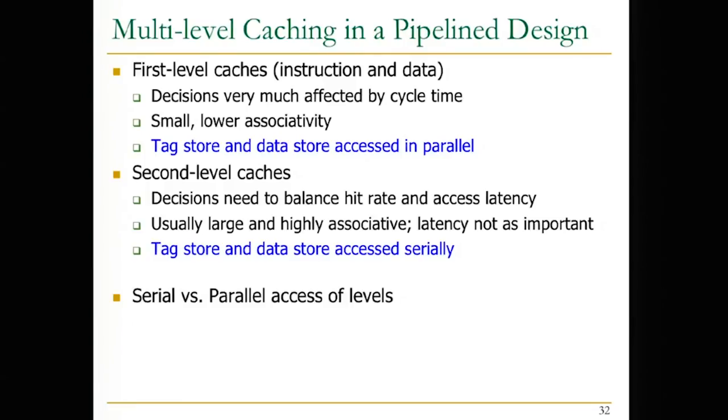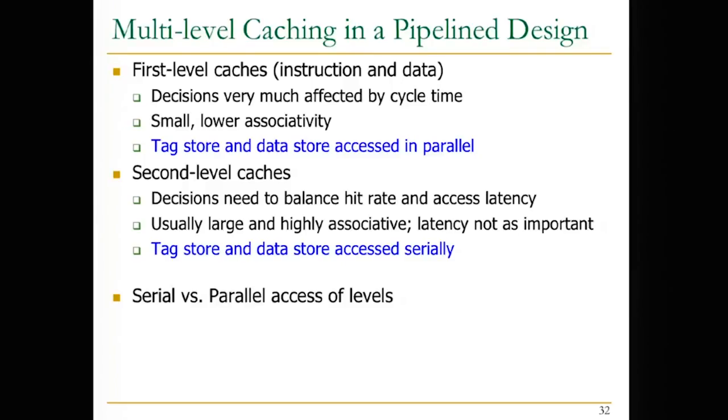Of course, whenever you're thinking of this, if you have a serial tag store versus data store access, you're increasing the latency, right? And you're absolutely right, you're increasing the latency. It's a trade-off between latency and energy. But you can also think about, maybe I can do better than this. Maybe I can predict whether I'm going to hit in the cache, and based on that prediction, I can access the data store, right? If I predict I'm going to hit, I access them in parallel at the same time. If I predict I'm going to miss, I access the tag store first, and only if I hit, I access the data store. So you can always use prediction to have better mechanisms.